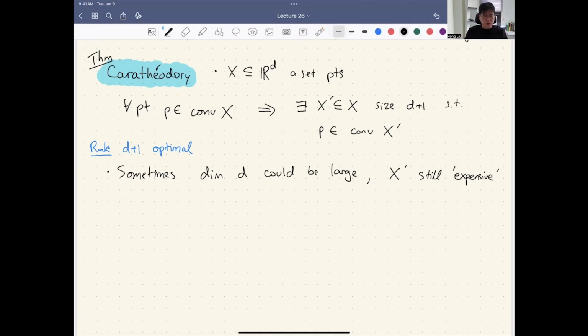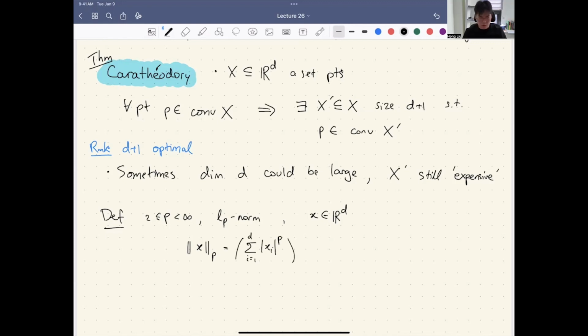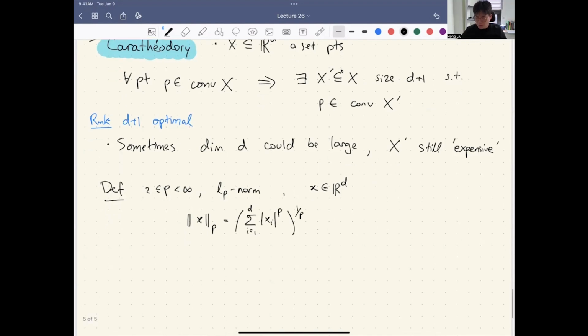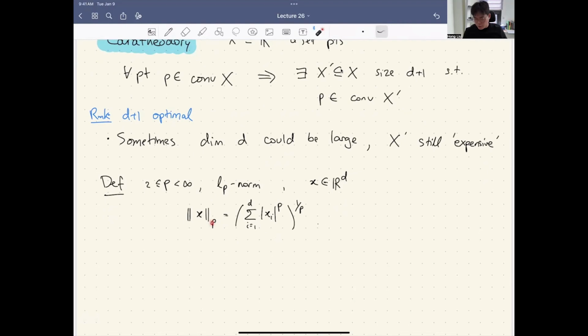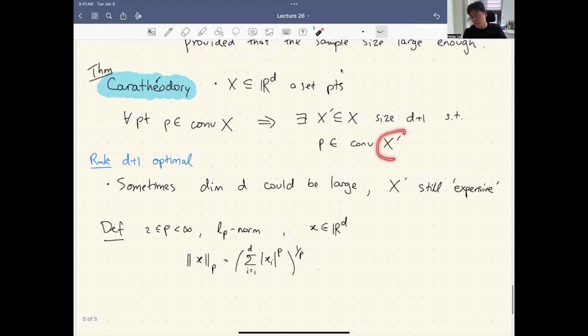So let's first recall, for every p at least 2, we have the little p norm. If you have x in R^d, the little p norm equals the sum of |x_i|^p, i equals 1 to d, then you take the pth root. Usually we care about the Euclidean norm. Now we can approximate in Euclidean distance up to any small additive error with a number of points that's independent of d.